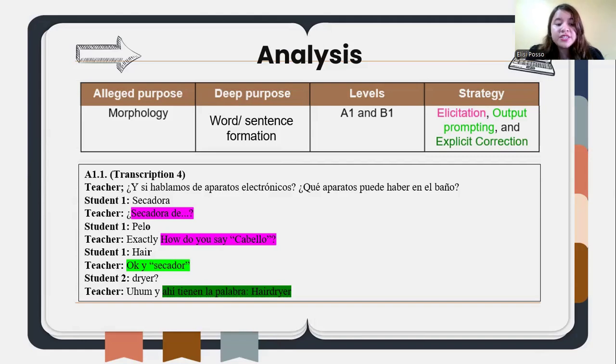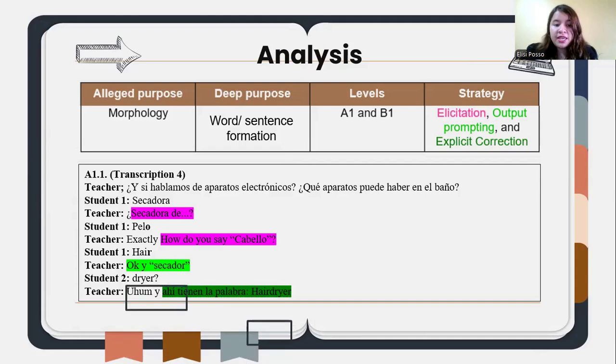Okay, so in the first case, that is the sample that you are looking at right now, at the A1 level, the students believe that they don't know how to say secador de pelo in English, but they already know how to say pelo and secadora separately. So the teacher uses Spanish to explain that just as happened in Spanish, English combines these words in a similar way.